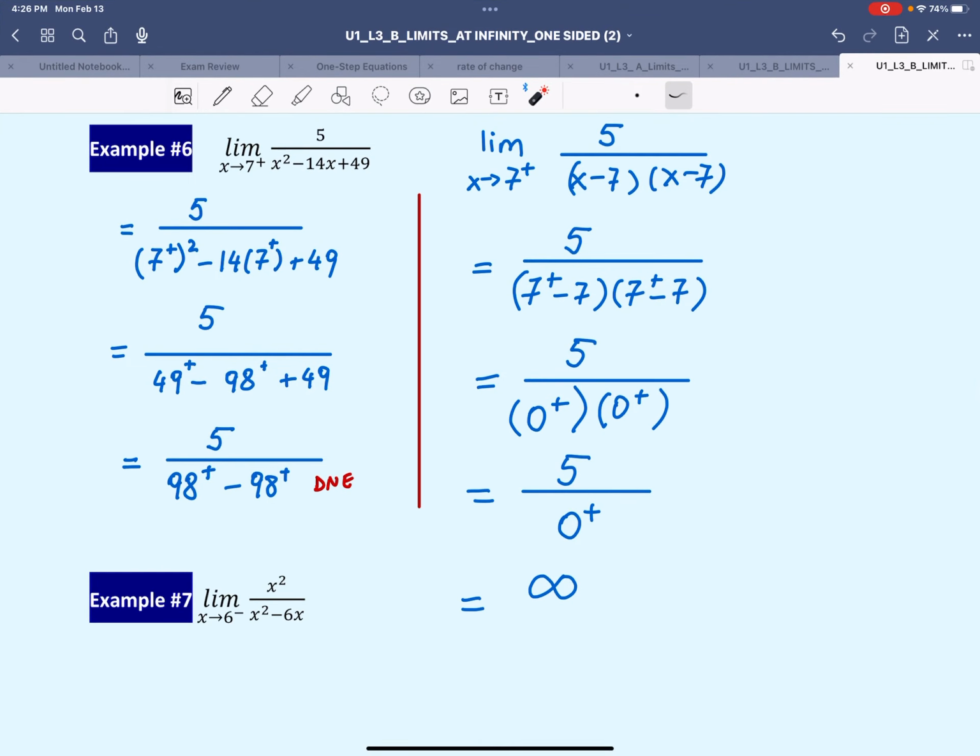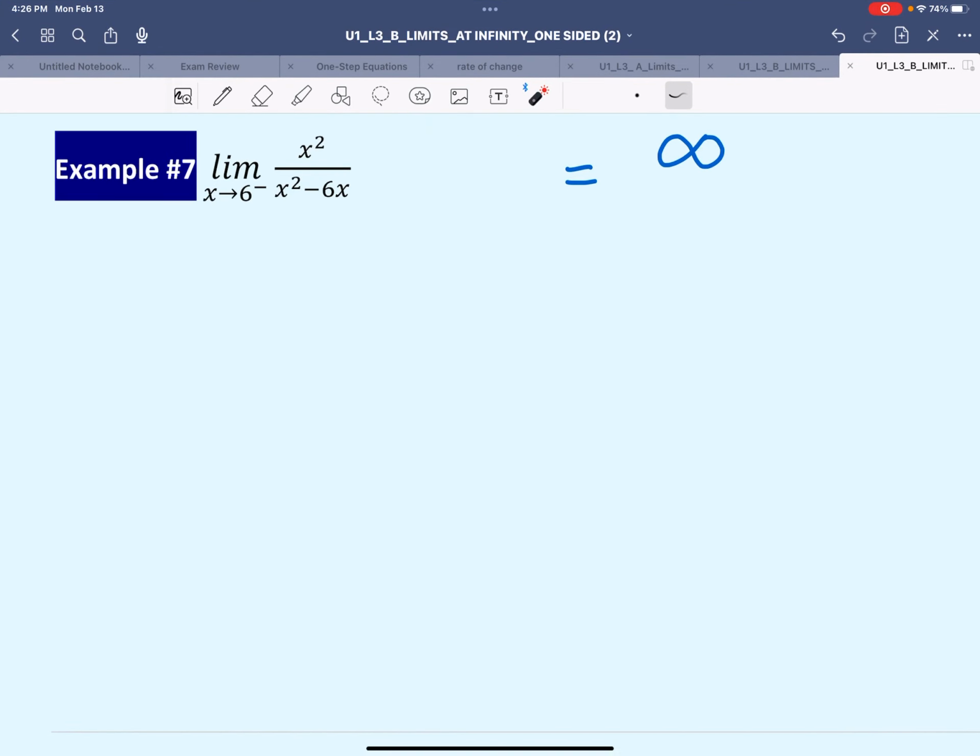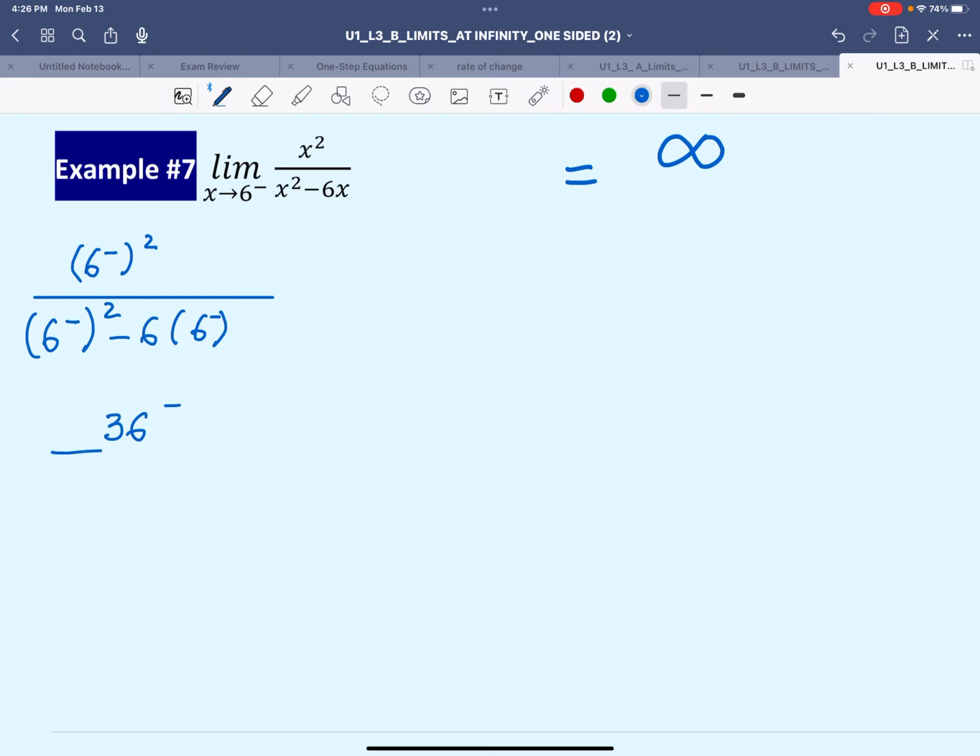Let's move on to our last example. So this time we have example 7, the limit as x approaches 6 from the left of x squared over x squared minus 6x. So this time, again, I will try direct substitution, see if it works. So I have 6 minus to the power of 2 over, down in the denominator, 6 minus to the power of 2 minus 6 times 6 minus. So 6 minus to the power of 2 would be 36, a little bit less than 36 because it's 5.999 squared. So I'll write that down here.